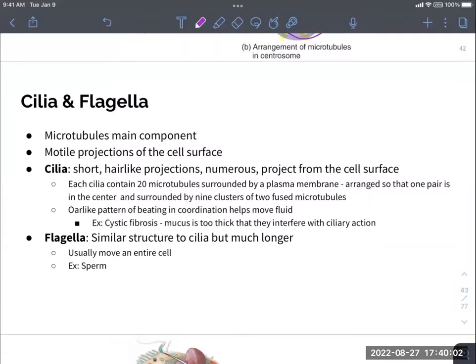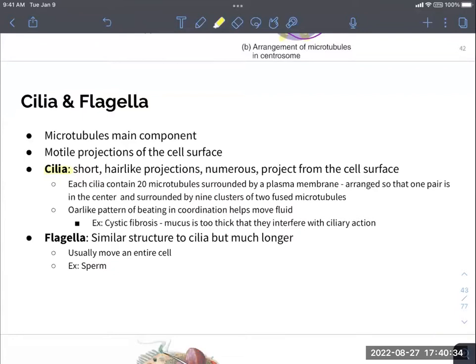They are motile surface structures. Cilia are short, finger-like projections that come out, with hundreds to thousands of them on top of each cell. Each cilium has 20 microtubules in it, and there's a plasma membrane around it to give it its shape. They work in a beating pattern.